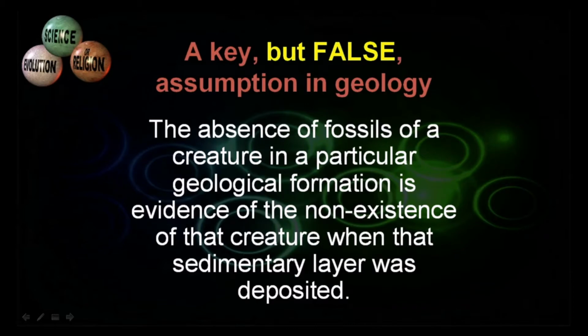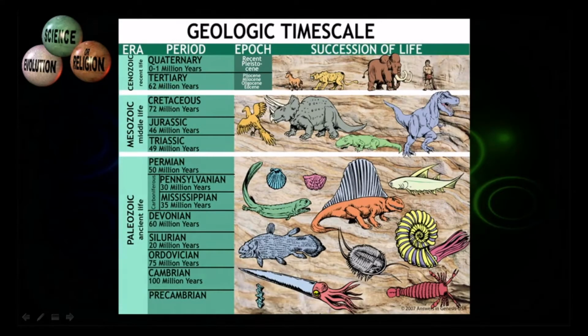So let me illustrate. People will see a diagram like this in school textbooks, in science museums, natural history museums, and it shows the evolutionary view of the history of life, starting with simple bottom-dwelling sea creatures up through fish and amphibians, reptiles, eventually mammals and people. And they say, well, different creatures lived at different times because we don't find the fossils, for example, of dinosaurs way down here at the bottom.